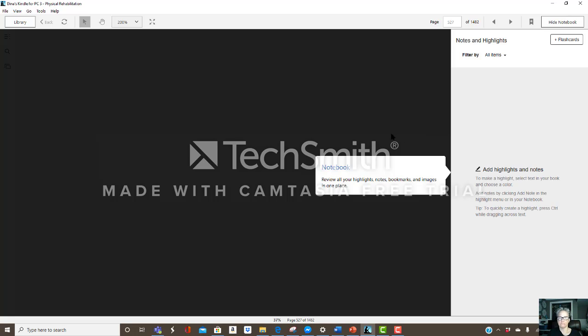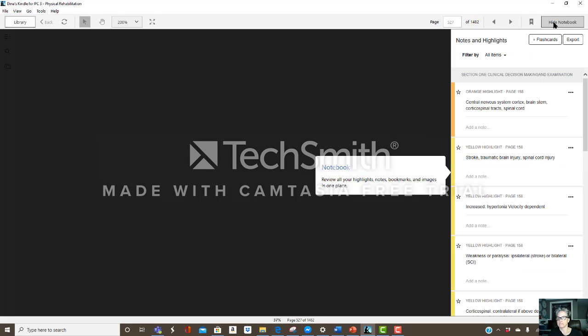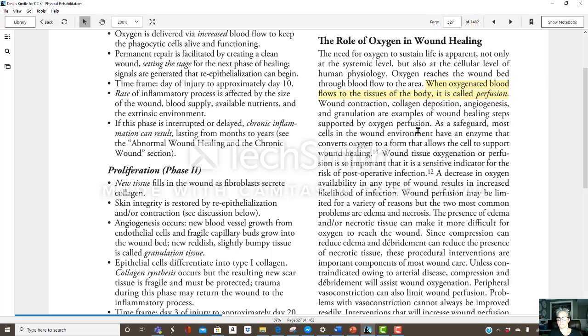As a safeguard, most cells in the wound environment have an enzyme that converts oxygen to a form that allows the cell to support wound healing. Wound tissue oxygenation or perfusion is so important that it is a sensitive indicator for the risk of post-operative infection. A decrease in oxygen availability in any type of wound results in increased likelihood of infection.